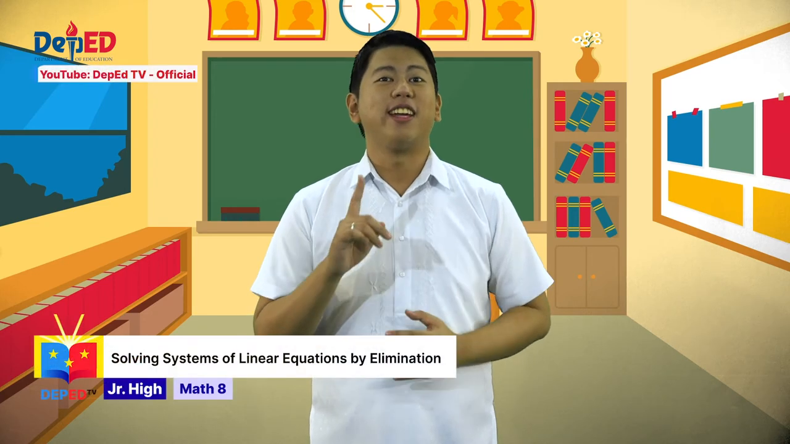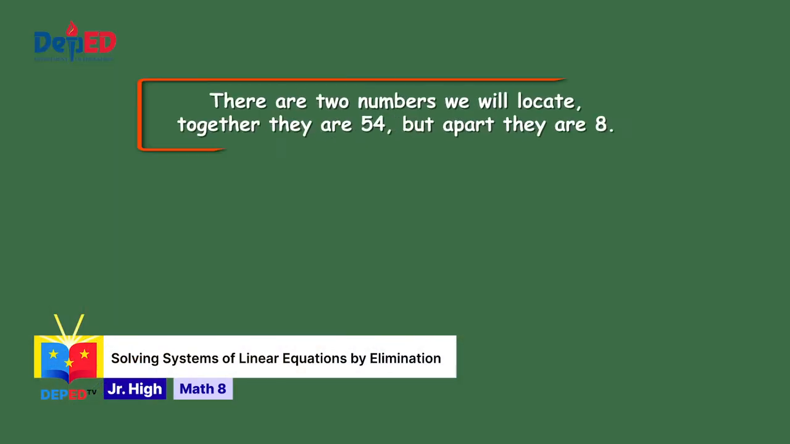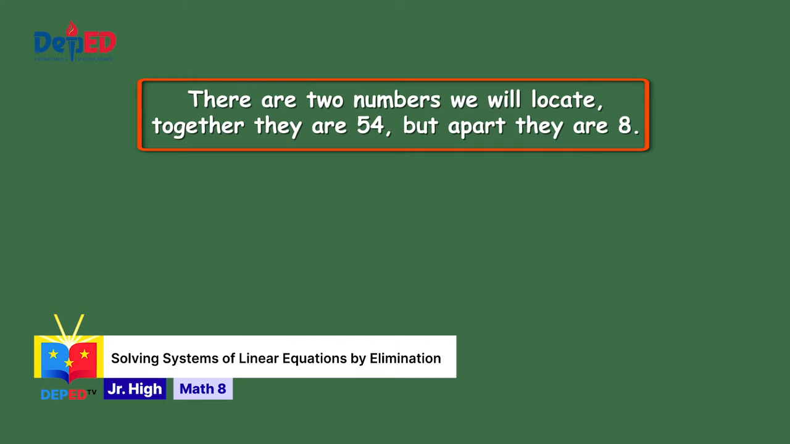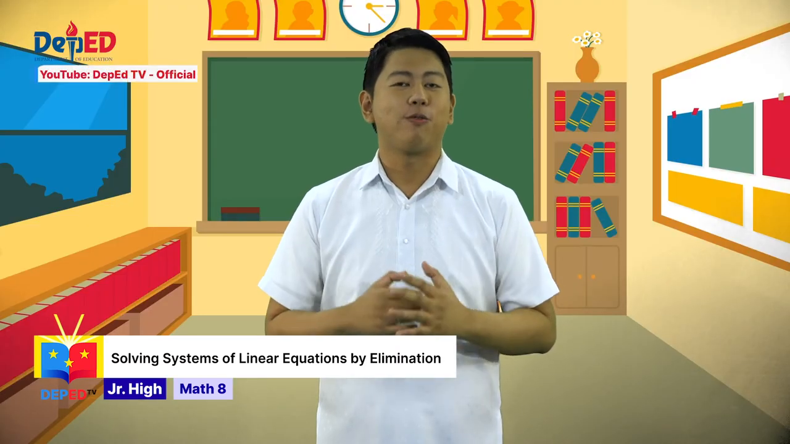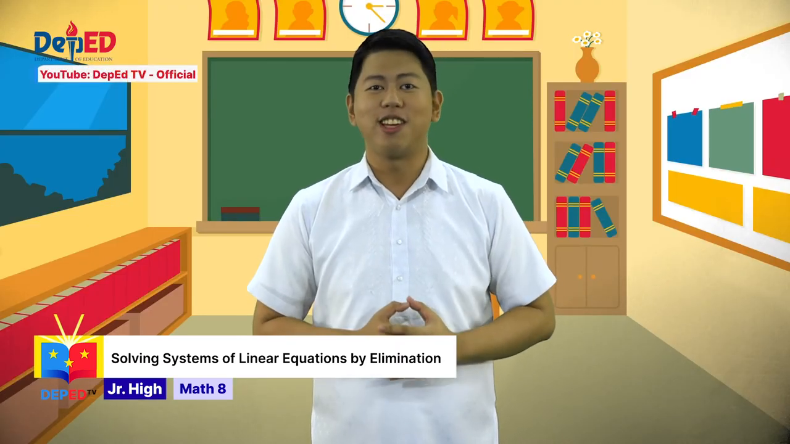But first, can you solve my number riddle? There are two numbers we will locate. Together, they are 54, but apart, they are 8. Can you think of which two numbers are being described here?